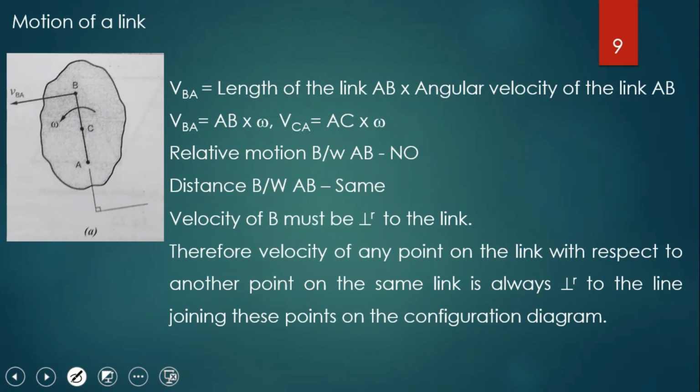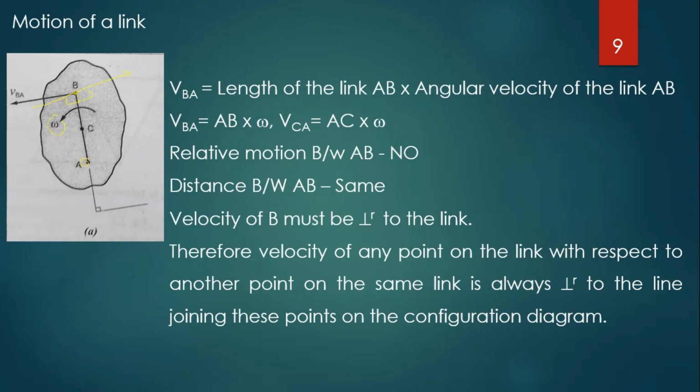Next, the motion of a link. Let a rigid link AB rotate about a fixed point A with a uniform angular velocity omega in the counterclockwise direction. Here there is no relative motion between point A and point B along the link, as the distance from A to B remains the same. So the relative motion of point B with respect to A must be perpendicular to the link AB. So the velocity of B with respect to A should be perpendicular to the link AB.